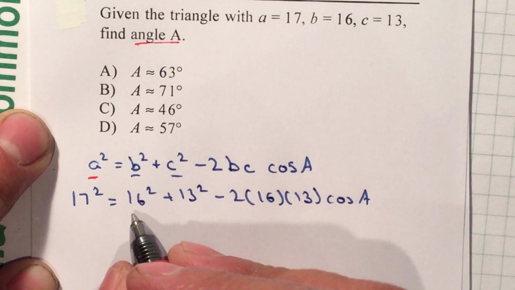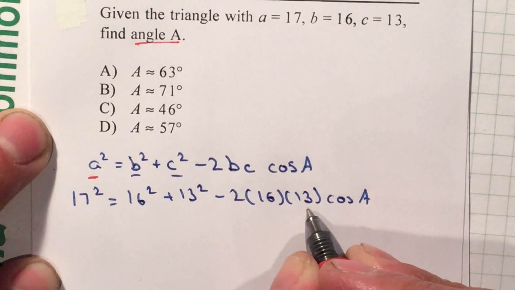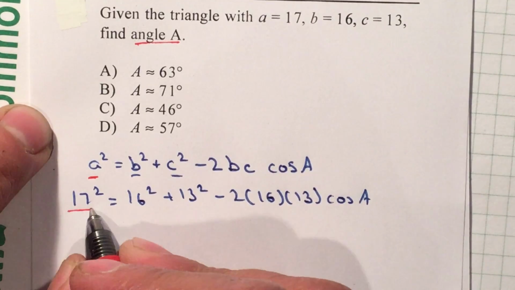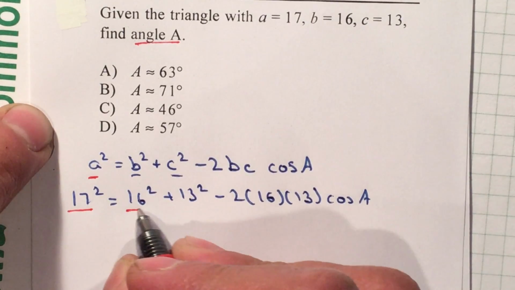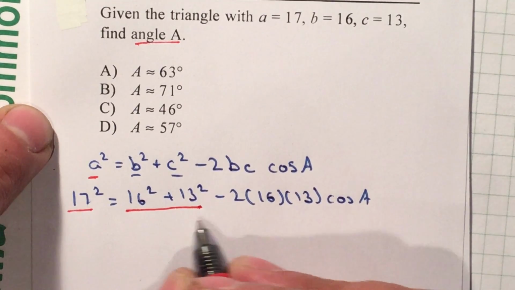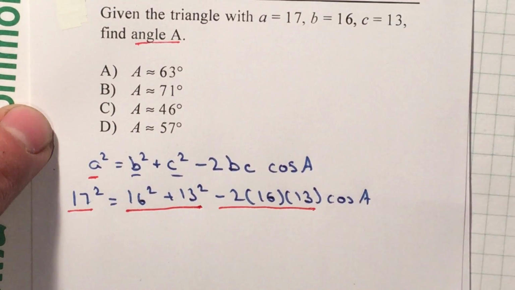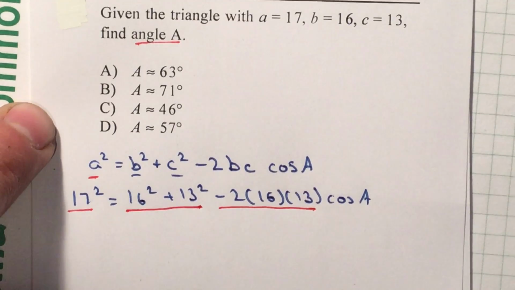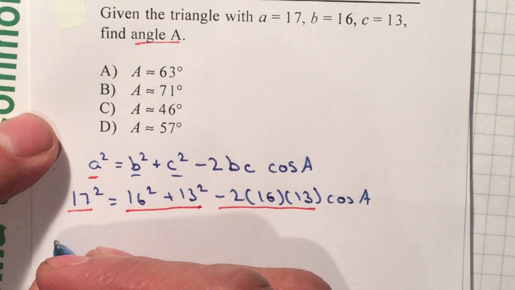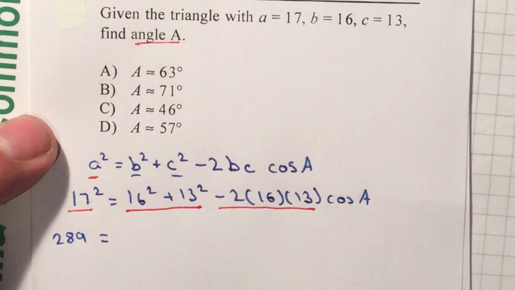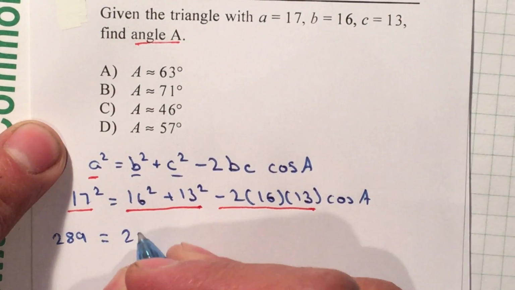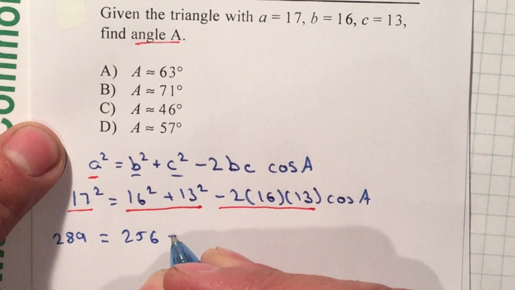Now be careful. There are some of you that are typing this whole thing into the calculator. You can't. So I can simplify the 17 squared, and I can combine 16 squared plus 13 squared, or you can simplify and then add them. And then I'll multiply this together with my calculator. So in this case, 17 squared will be 289, 16 squared is 256, plus 13.